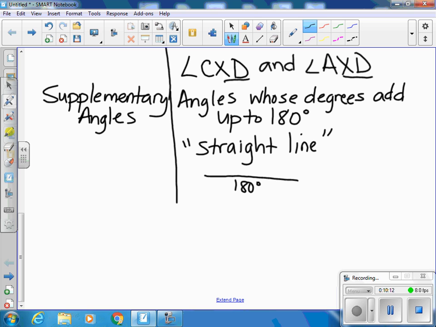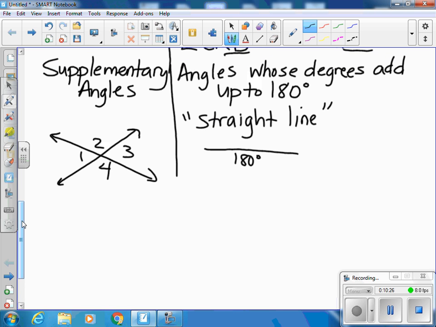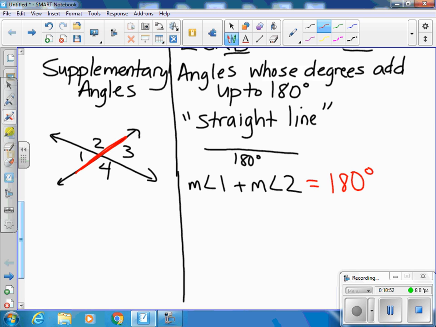So when we look at a picture, I'm going to go back to using my numbers here. Again, I'm back to the intersecting lines with angles 1, 2, 3, and 4. If I'm looking to name the supplementary angles, it's the two angles that when you put them together make a straight line, and they have to be connecting to each other right now. They don't always have to be touching each other in any picture, but in this picture they will be touching each other. So if we have the measure of angle 1 and we add to it the measure of angle 2, you can see that angle 1 and angle 2 together made this straight line happen. So that's going to equal 180. So once you know what one of the numbers is, you can figure out the other number.